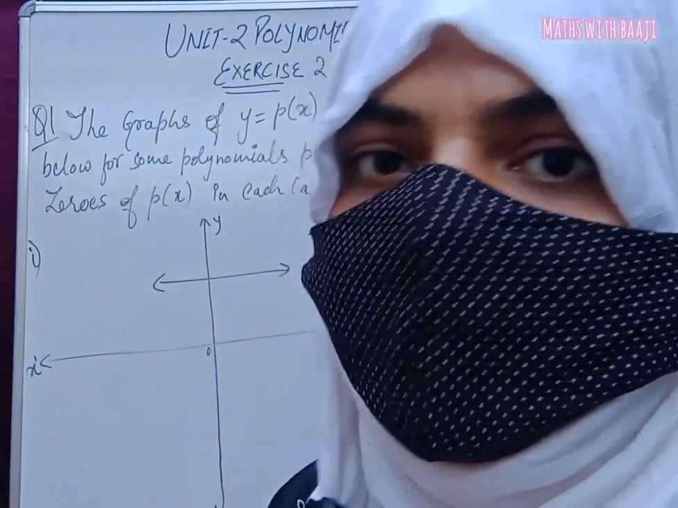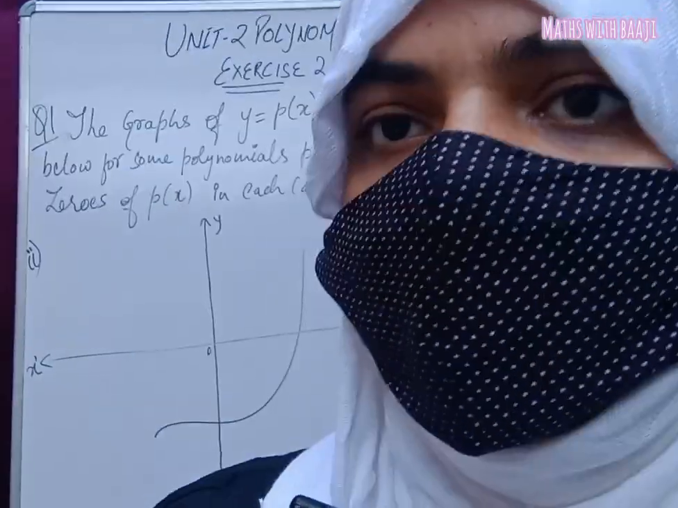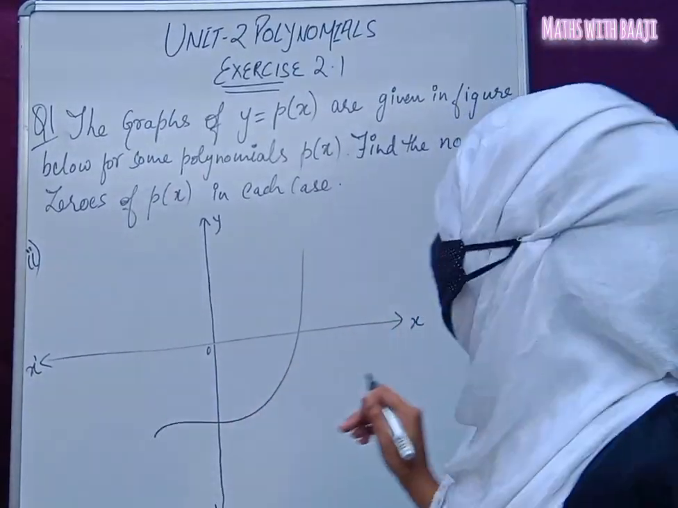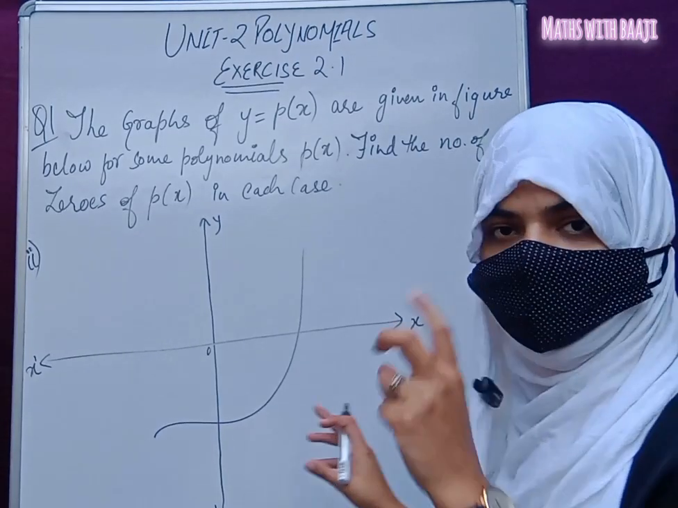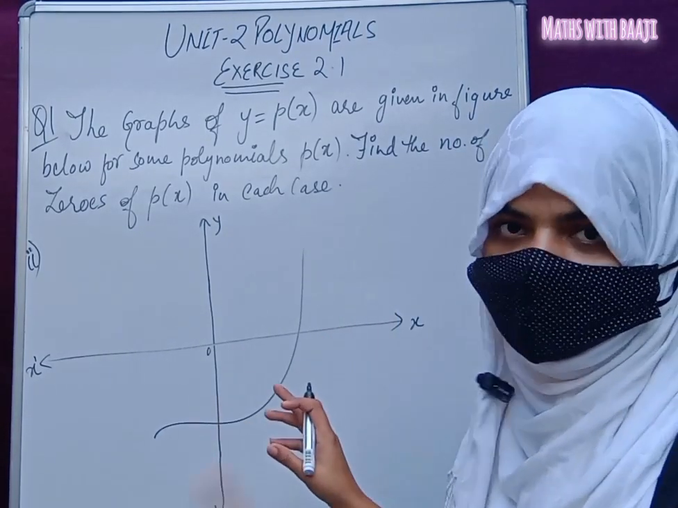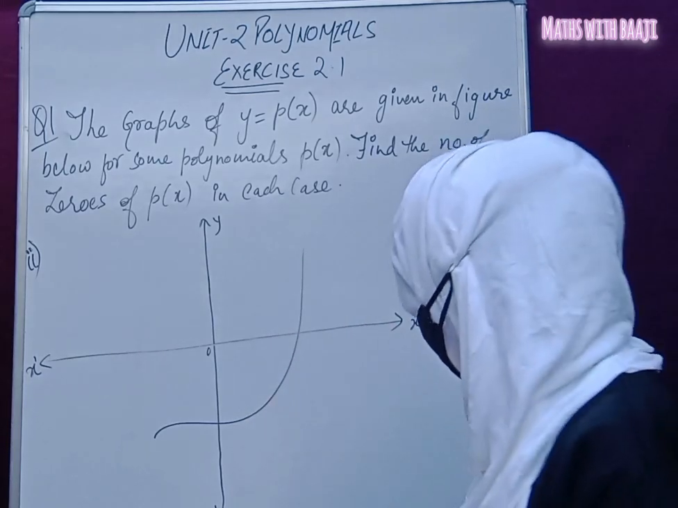Let's move to part 2. Let me draw it. Now we have part 2 for this particular exercise. The question has 6 parts, one question with 6 parts, so you will get the idea of how it goes.